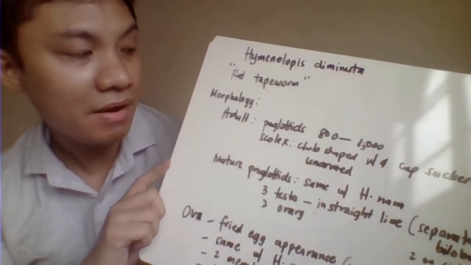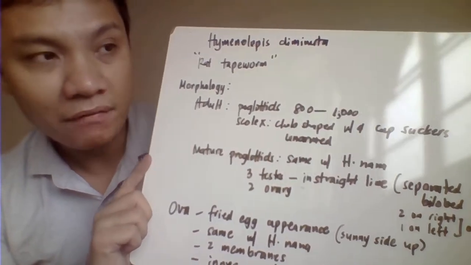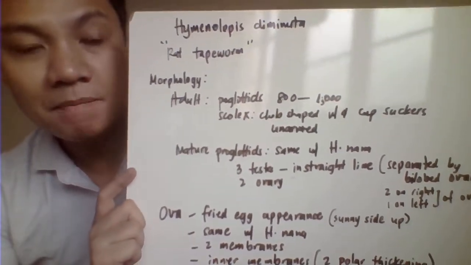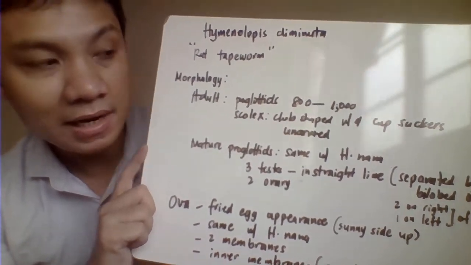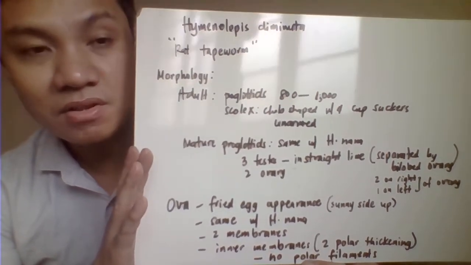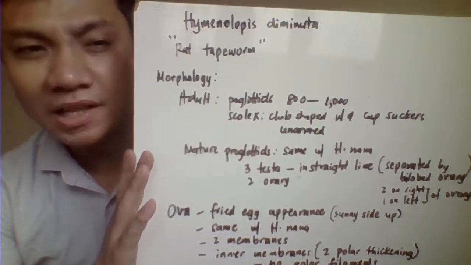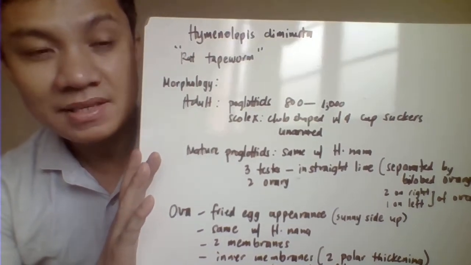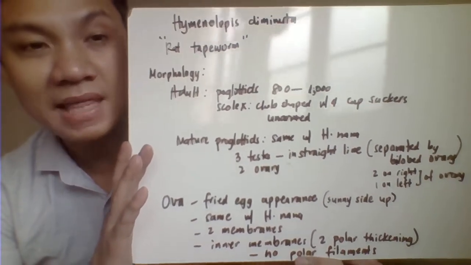Okay, so we have here the morphology of your Hymenolepis diminuta. For the proglottids, this one would have 800 to 1,000 proglottids versus your Hymenolepis nana having only 200 proglottids. For the scolex, this one would have the club shape, with 4 cup suckers, versus the rhomboidal or rhombic scolex in your Hymenolepis nana. This one, however, is unarmed. Wala siyang hooks compared with your Hymenolepis nana.